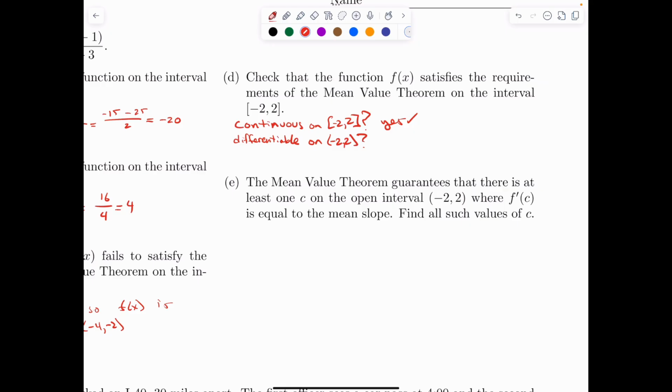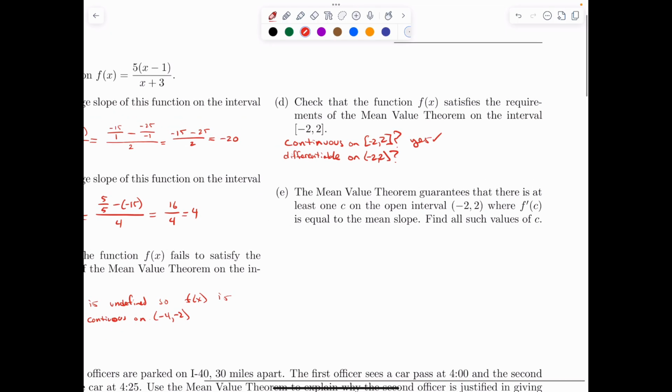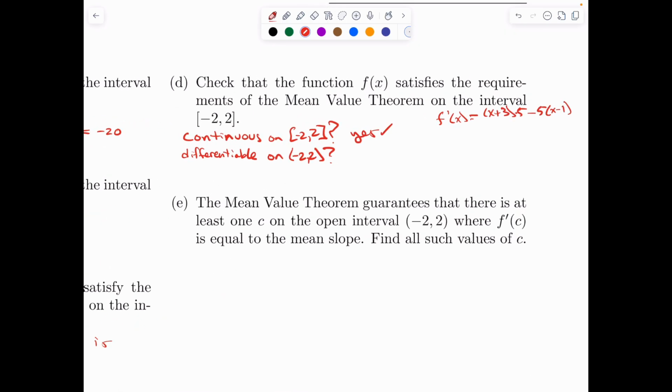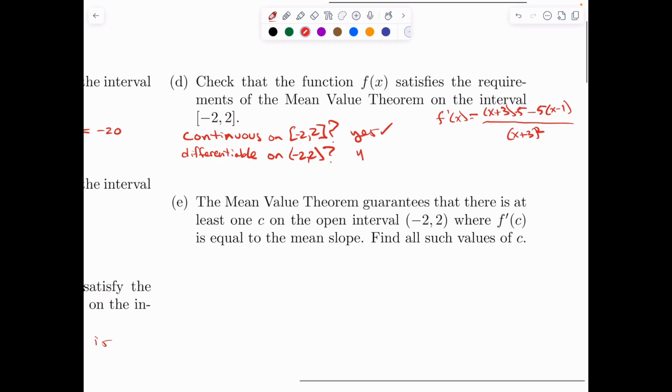So let's see, is it differentiable? So we need to know the derivative. So to figure that out, I'll do f prime of x. It's going to be x plus 3 times 5 minus low d high minus high d low. 5 times x minus 1 over x plus 3 squared. And sure enough, it's got a continuous derivative. There's no problems between -2 and 2. The only problem would be at x equals -3. So that's also a yes.